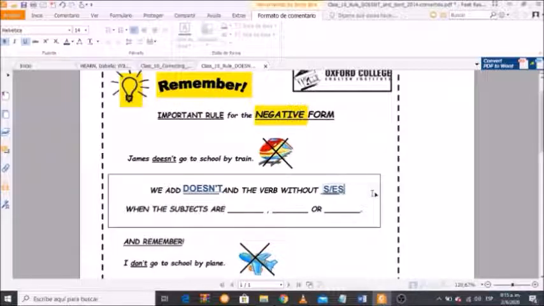When the subjects are... ¿y con qué sujetos vamos a usar la palabra doesn't? Si pensamos en la actividad anterior, we talked about James, we talked about Dakota, we talked about Kim. So, okay, very good. We are going to use the word doesn't when the subjects are he, she, or it. Ok, entonces, cuando nuestros sujetos son he, she, or it, vamos a usar la palabra doesn't para armar oraciones negativas. Y recuerden que a nuestro verbo no se le agrega ni s ni es cuando la oración es negativa.